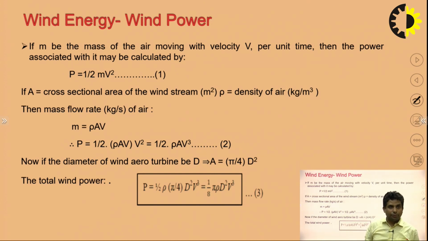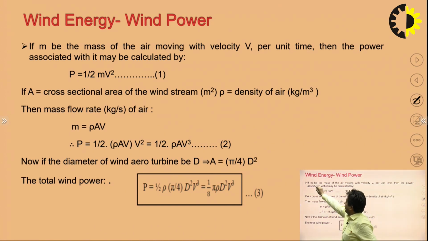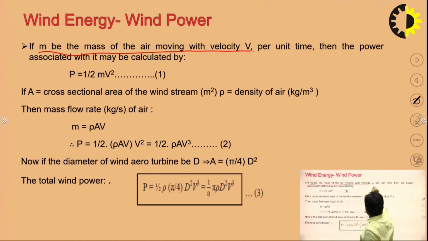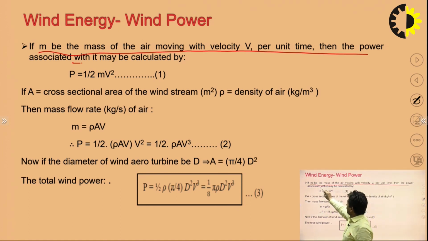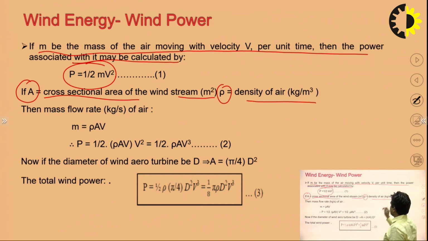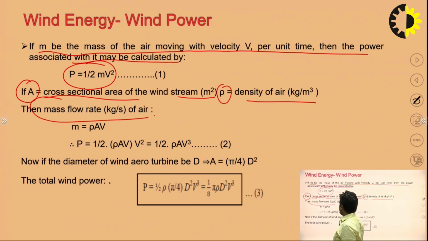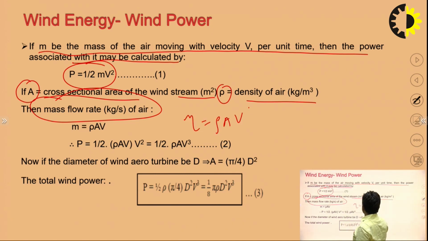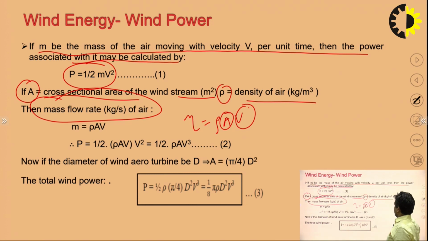Then we find out the expression for how we can calculate the wind power. If m is the mass of air moving with velocity v per unit time, then the power associated may be calculated as power equals half m v square. If A is the cross sectional area of the wind stream and rho is the density of air, then the mass flow rate of the air can be calculated as m equals rho A V. So rho is the density of air, A is the cross sectional area, and V is the velocity.